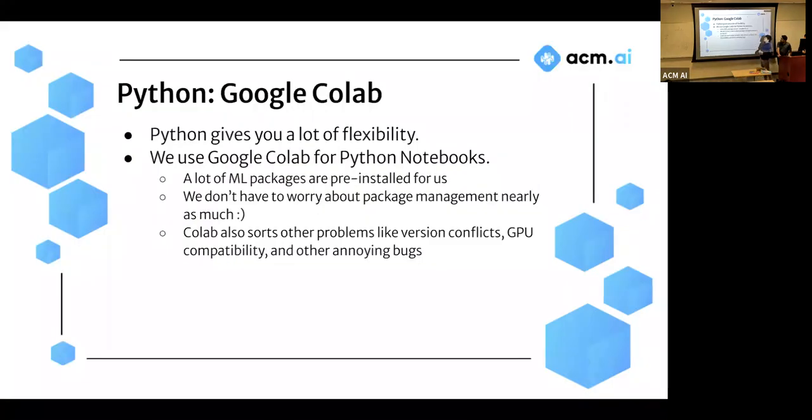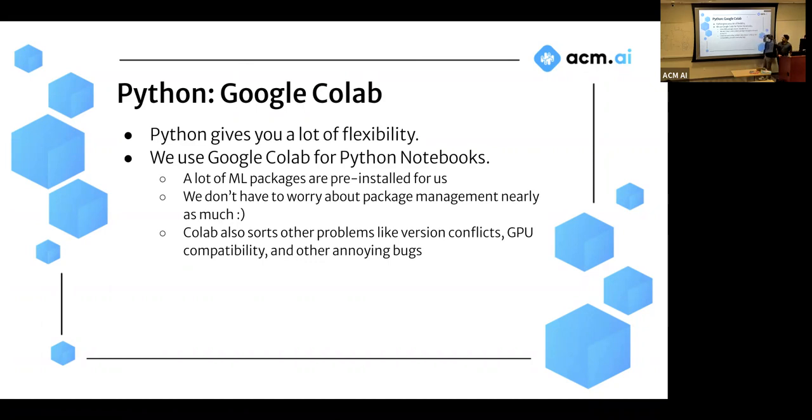And this is where Google Colab comes in. Python gives you a lot of flexibility, and because of that, we can use Google Colab for Python notebooks. The reason is a lot of machine learning packages are pre-installed for us. PyTorch is there, scikit-learn is there, a lot of things are there. And if you don't have something, you can also just install it in Colab. It's the exclamation mark that allows you to run shell commands. You can do an exclamation mark, pip install, the package that you want.